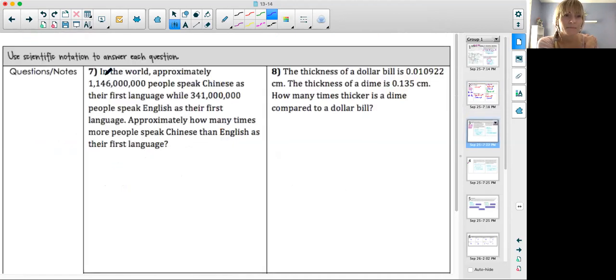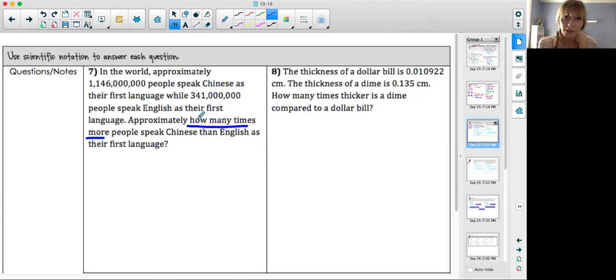All right, look at this. You should be flipping your paper over now to page 21. That's where these things are. Keep going in your math binder, page 21. In the world, approximately 1,146,000,000 people speak Chinese as their first language, while 341 million people speak English as their first language. Okay, I want you to underline this right now. Approximately how many times more people speak Chinese than English as their first language?